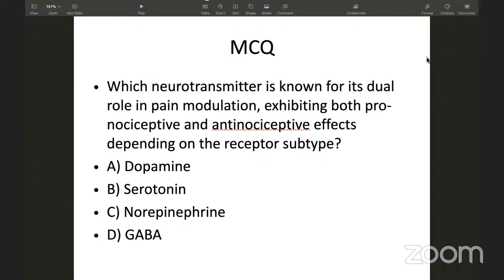Can we switch to the previous slide, in which we will explain the difference between dynorphins and endorphins?